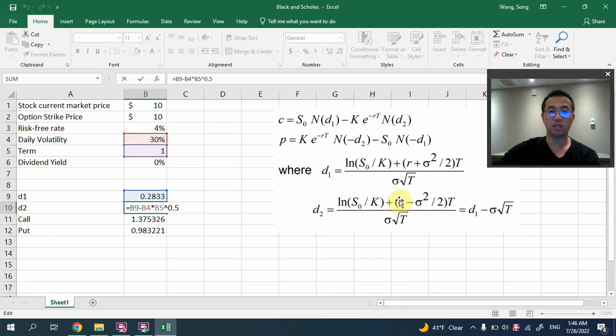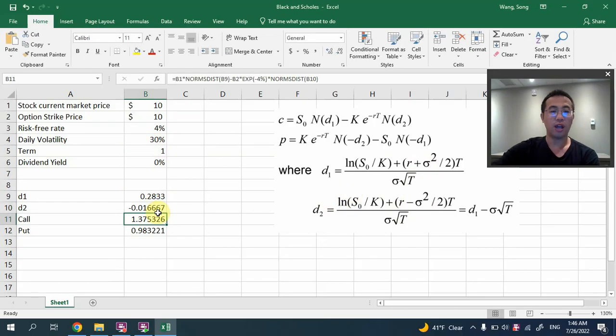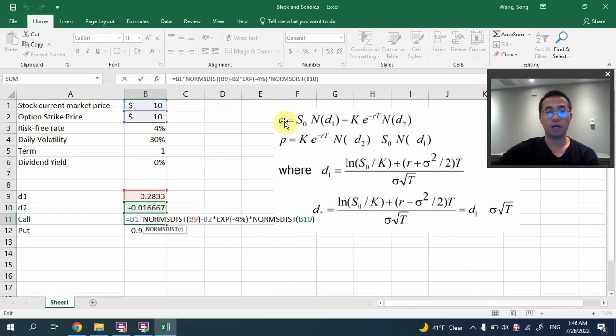You see, D2 is also taking a complex formula. The only difference here from D1 is that it uses R minus, sorry, the variance or the squared deviation divided by 2. Right here, they use the adding sign, the plus sign. Here, they use the minus sign. Okay, so after that, we will need to get the value for the call option. So you are going to use this stock current market price S0 times normal distribution.